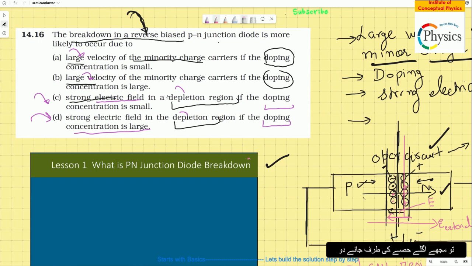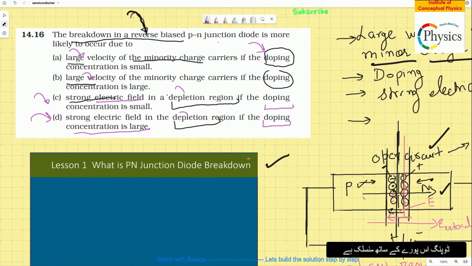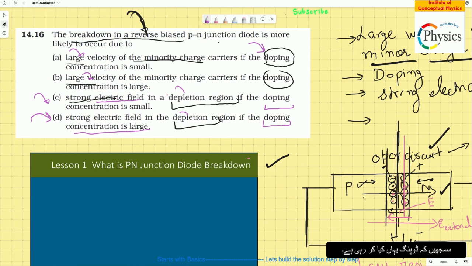So let me move to the next part of the video, which is focused on the concept of doping. We will learn something about doping, how the doping is associated with this whole thing, how doping impacts breakdown. We have so far understood the source of extra current which comes in, but we have yet to understand what is the doping thing doing here. So let me start the next lesson, which is the lesson on what is the impact of doping on a reverse biased PN junction diode.